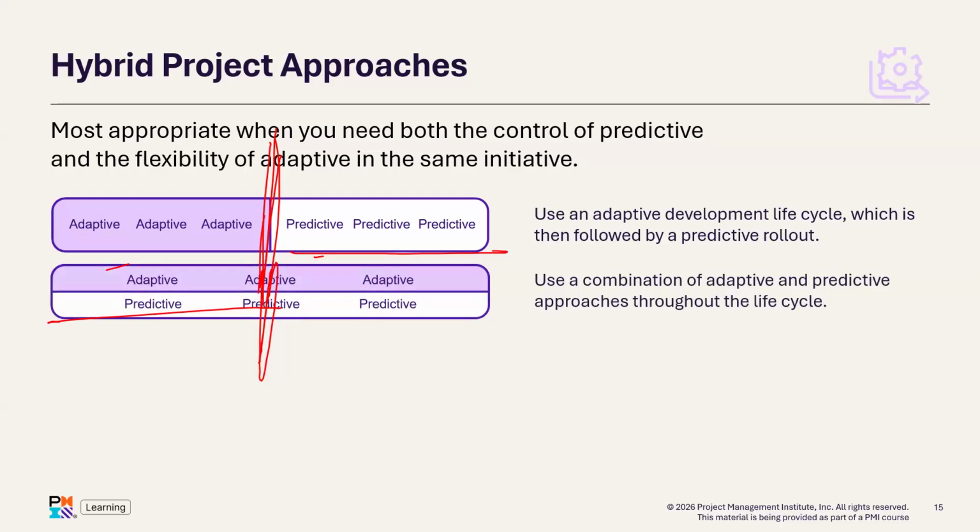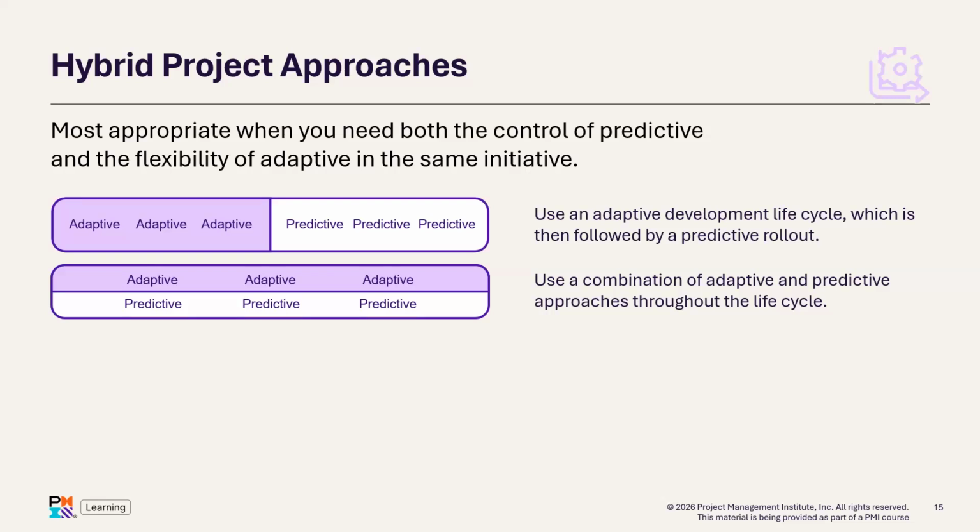Then we have the second, hybrid, which combines both predictive and adaptive approaches from the beginning all the way to the end of the project. It means in this project, we are using the two approaches simultaneously in parallel throughout. Normally, we use this approach as a transition strategy, either to transition from predictive to adaptive or from adaptive to predictive.